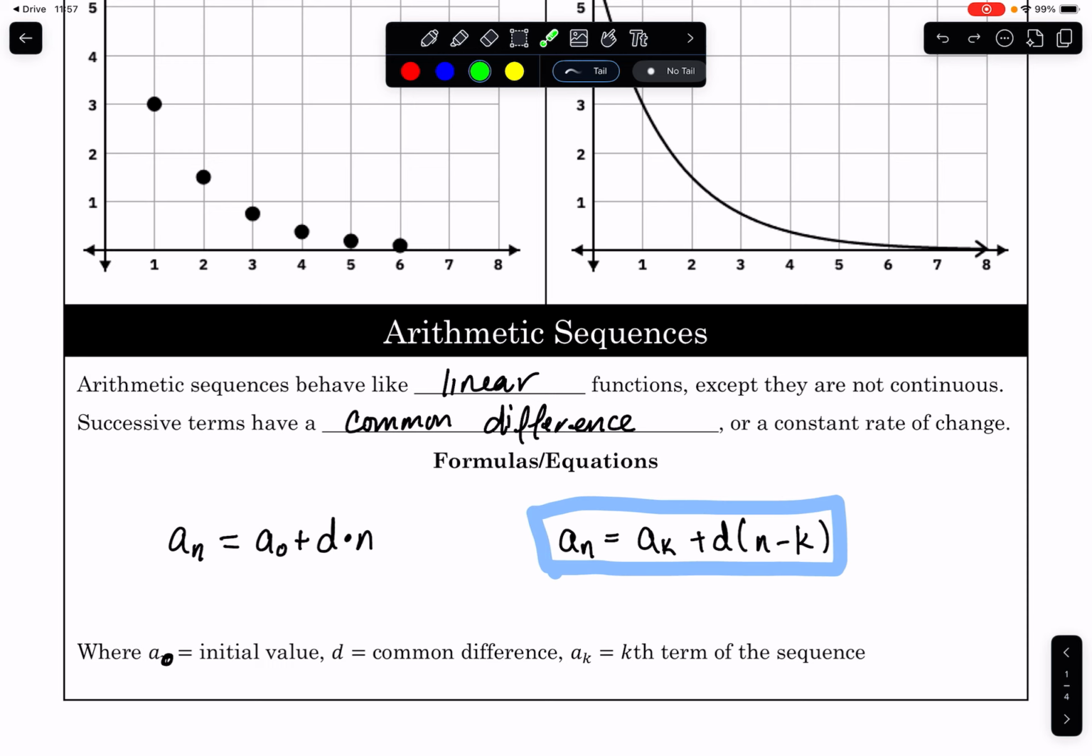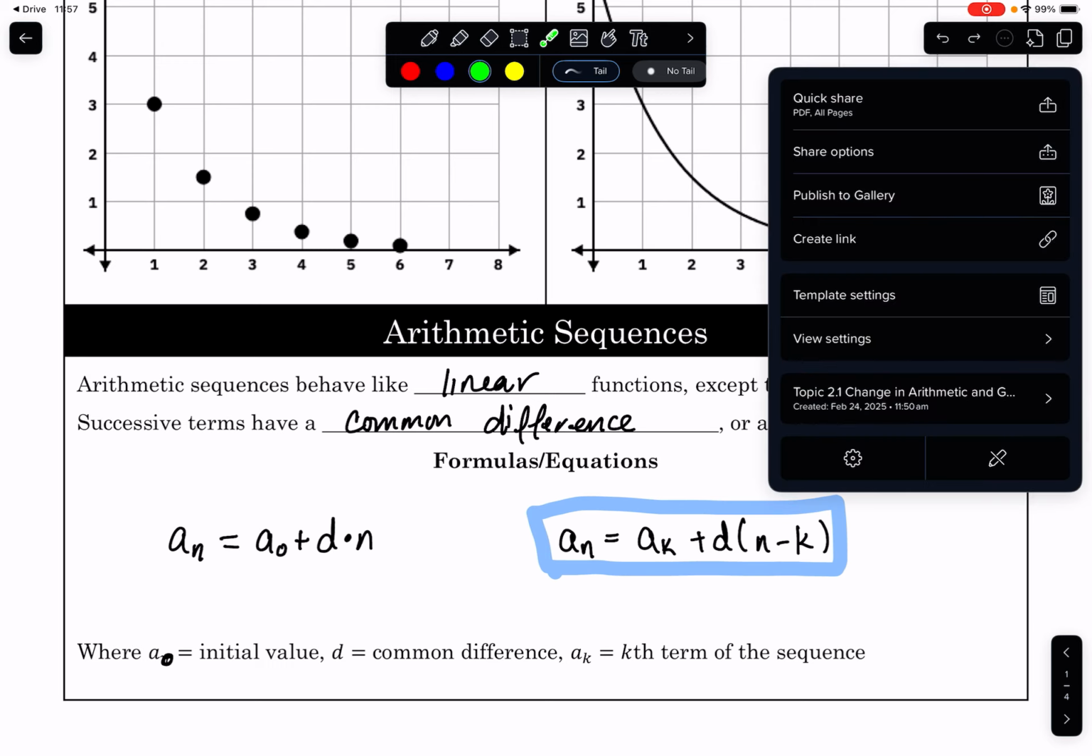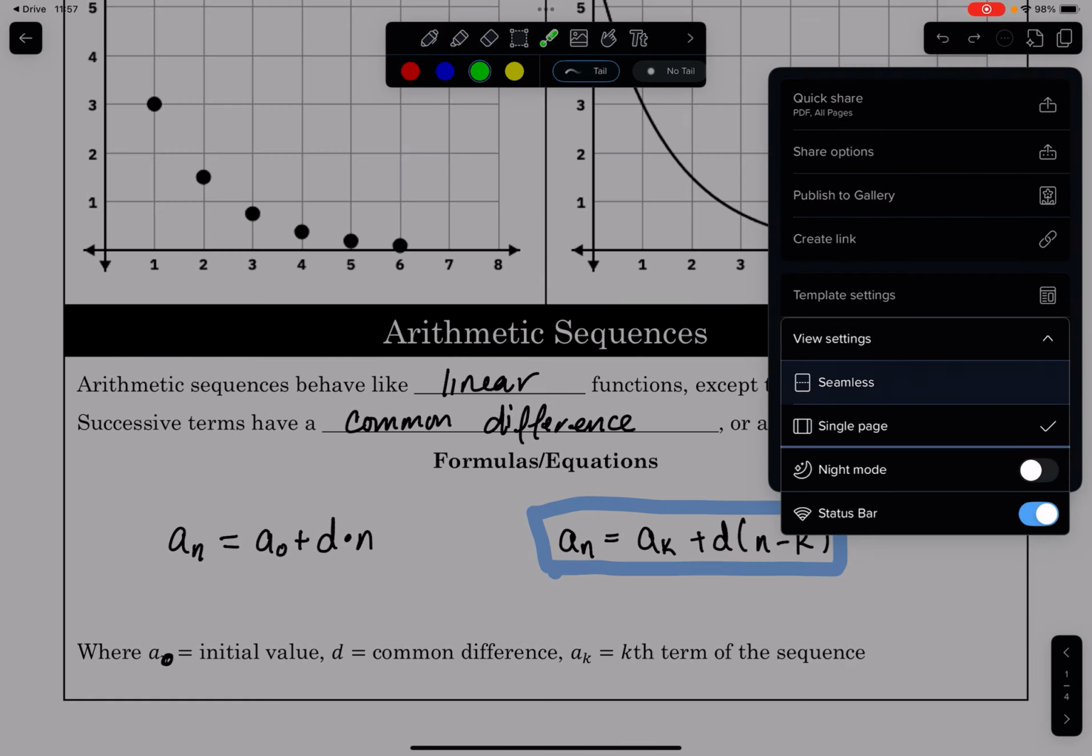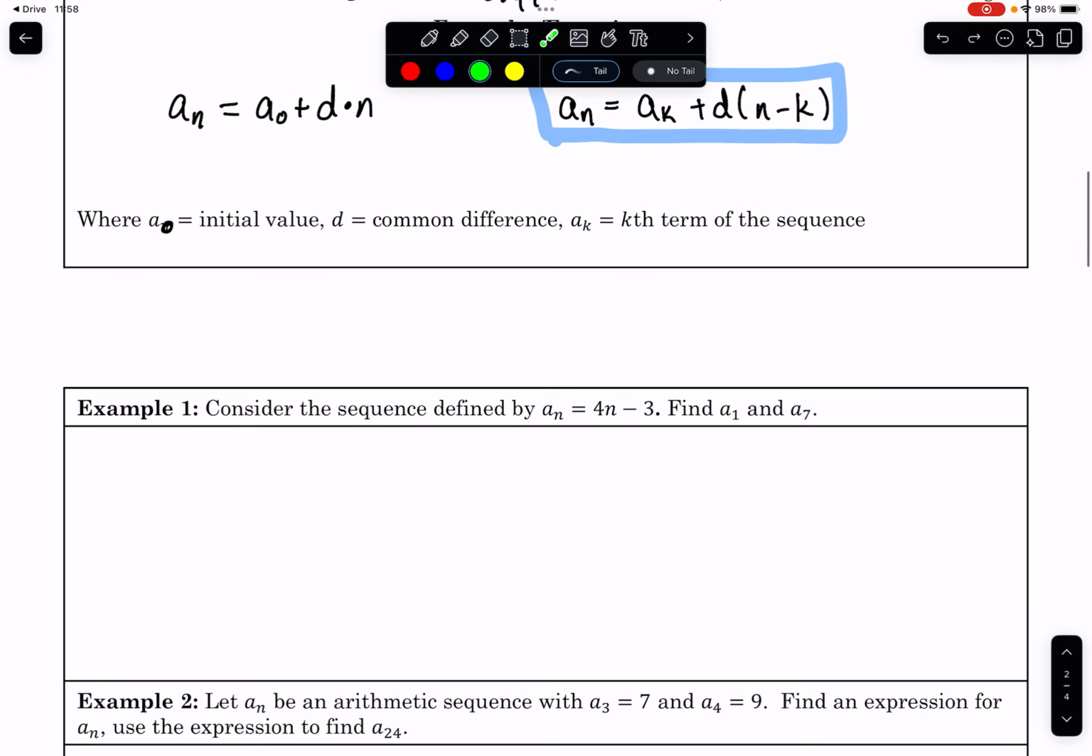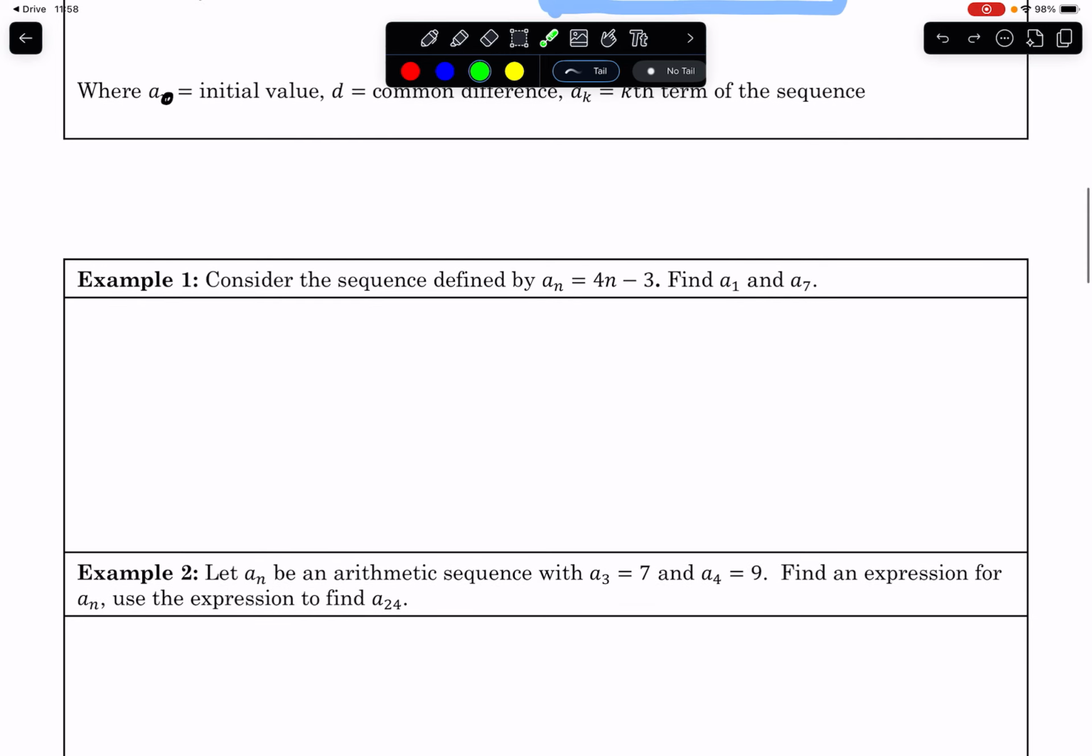Now, what do we need to know how to do with these? The first thing we need to know is how to evaluate a sequence using its formula. So let's consider the sequence defined by a sub n equals 4n minus 3.